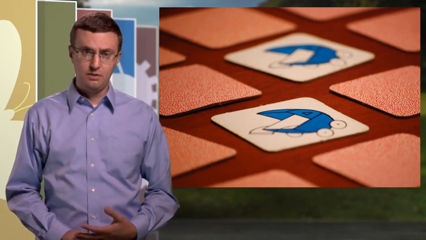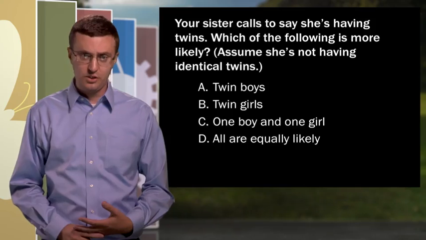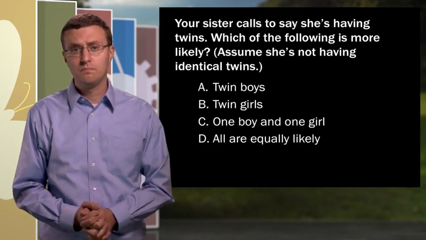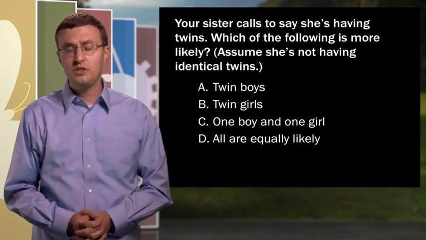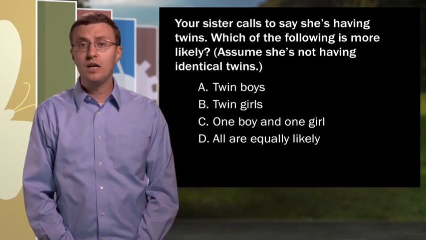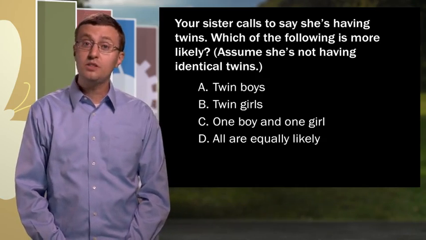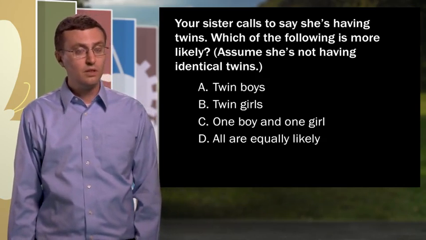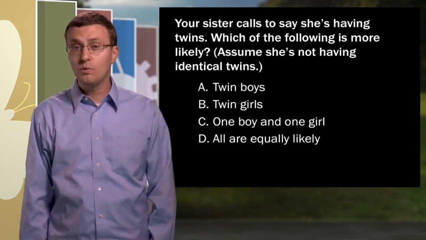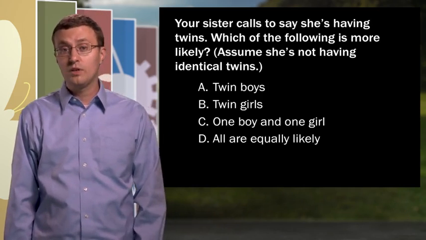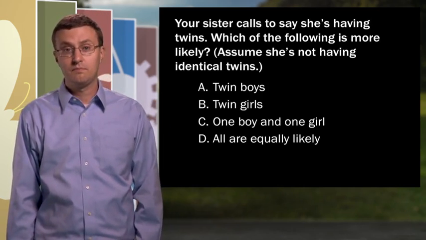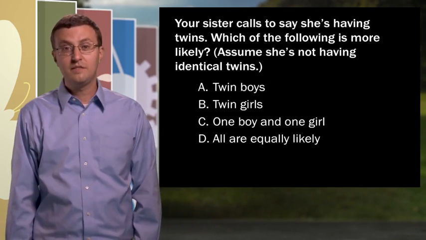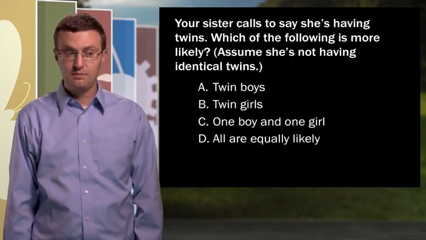Pretty early in the semester, I posed to my students a multiple choice question, one that I'll now pose to you. Your sister calls to say she's having twins. Which of the following is more likely? Assume that she's not having identical twins. Is it more likely that she'll have twin boys, twin girls, one boy and one girl, or are all three of those equally likely? Take a minute or two to think about this question and submit your answer when you're ready.